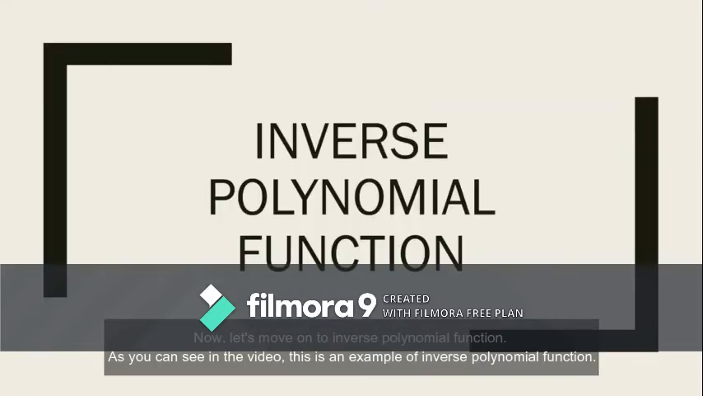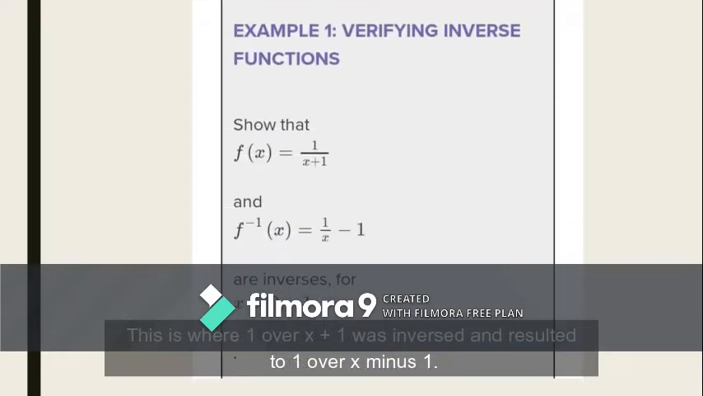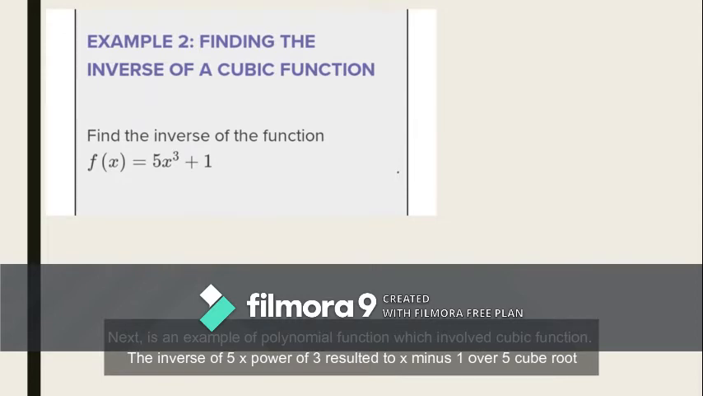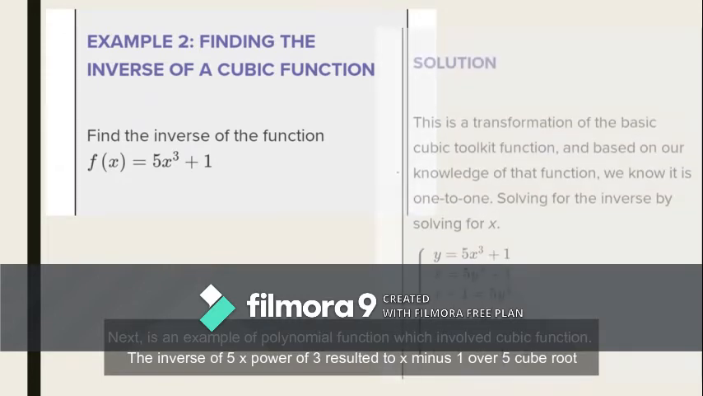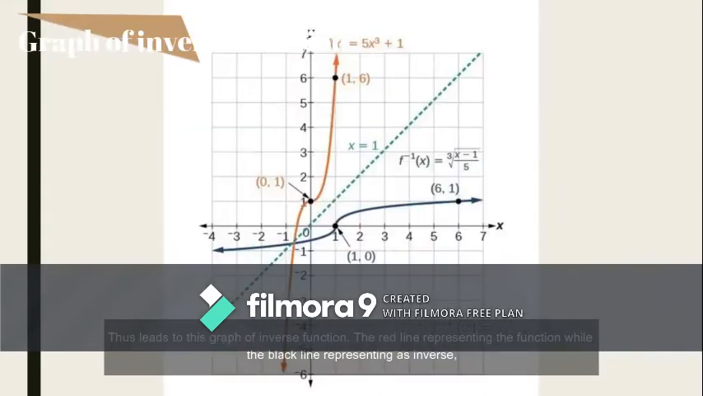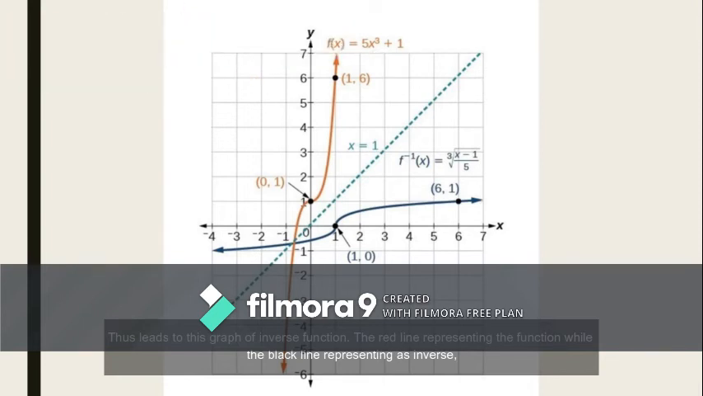Now, let's move on to inverse polynomial function. As you can see in the video, this is an example of inverse polynomial function. This is where 1 over x plus 1 was inverted and resulted in 1 over x minus 1. Next is an example of polynomial function which involves a cubic function. The inverse of 5x³ resulted in the cube root of (x minus 1) over 5. This leads to this graph of inverse function. The red line represents the function while the black line represents the inverse.